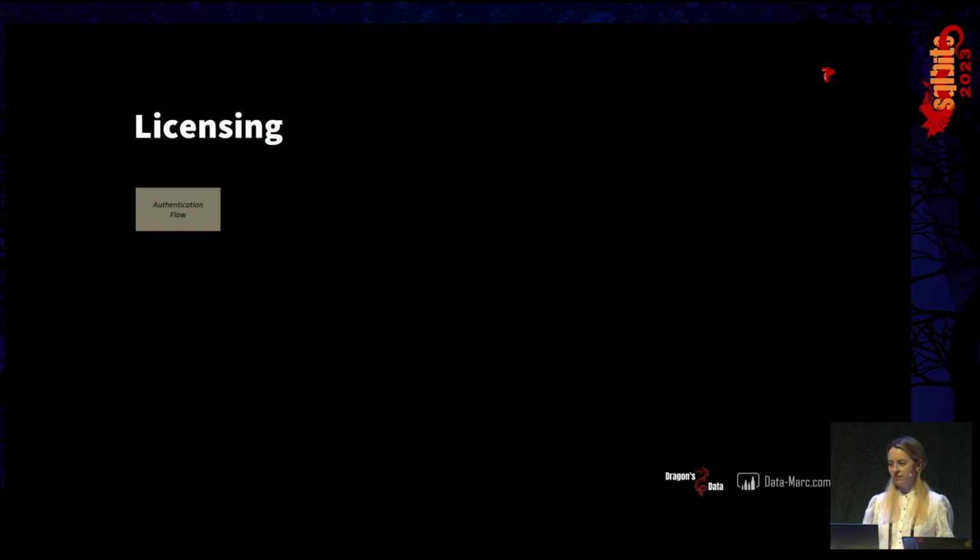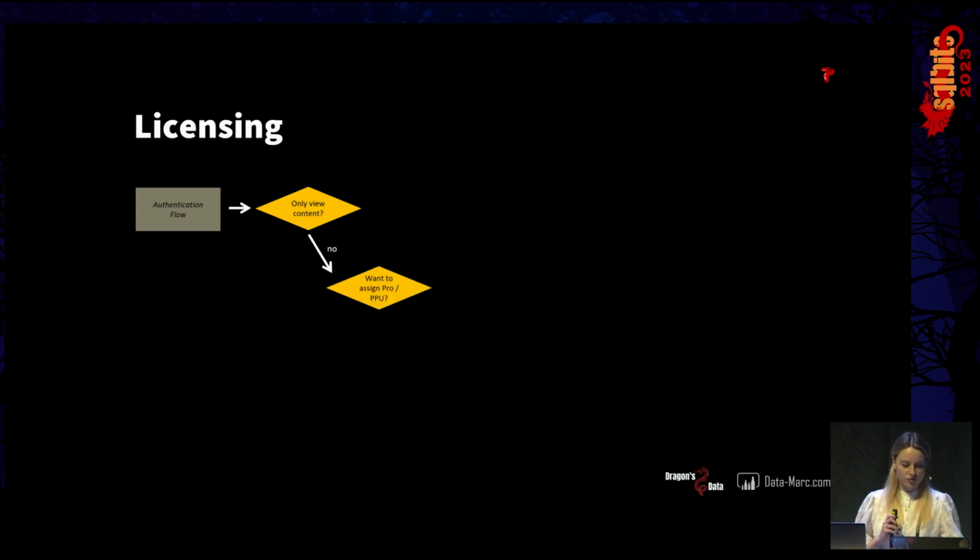And of course, we have another decision tree. So regarding licensing, first you need authentication. We already showed how it looks. And now you need to ask, do you want the user to only view your content or not? If no, do you want to assign a Pro license? Or, of course, it could be a PPU license, so Premium per User.